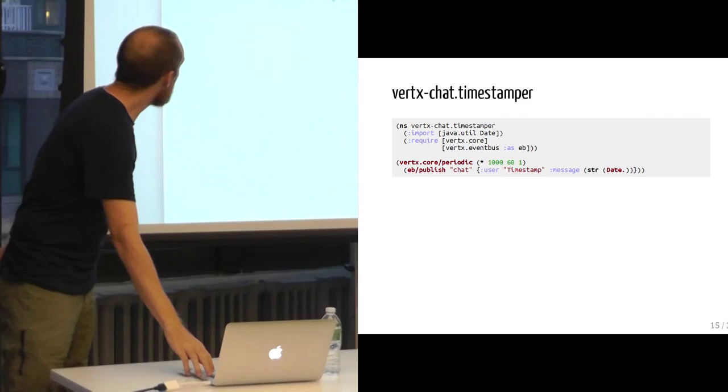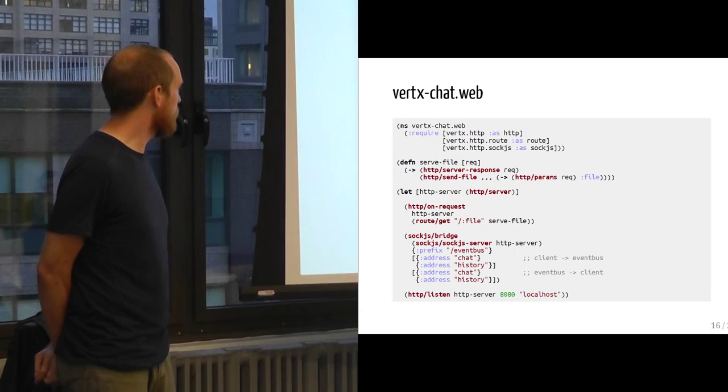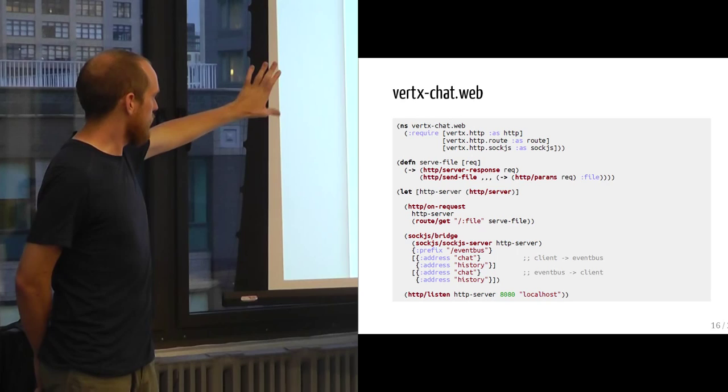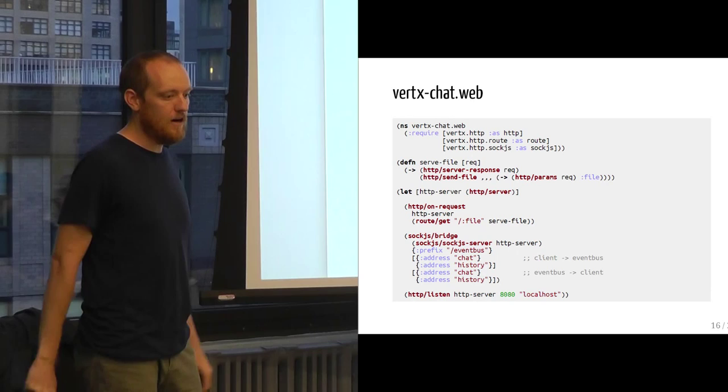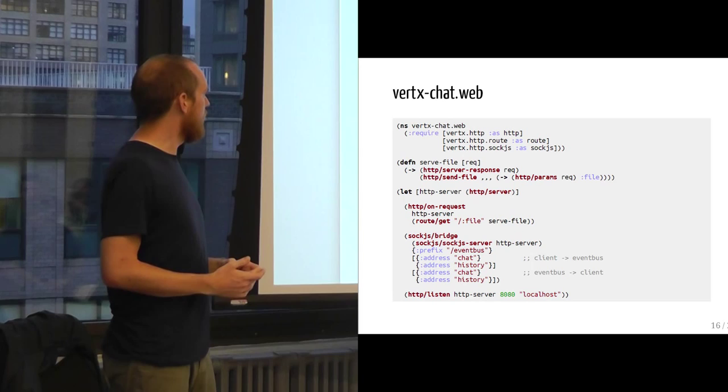And then last but not least, this is the web verticle. So we're serving files, starting a web server, and then the more interesting part is here. Actually, before I get to that, I will say Vert.x has a pretty full-featured HTTP application API available to you. In addition to just serving HTTP, it can do routing.